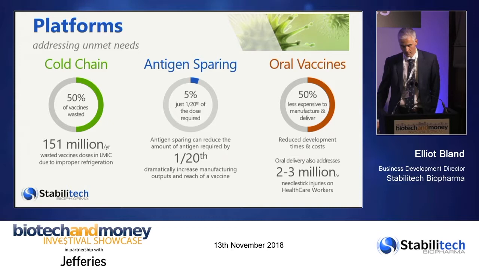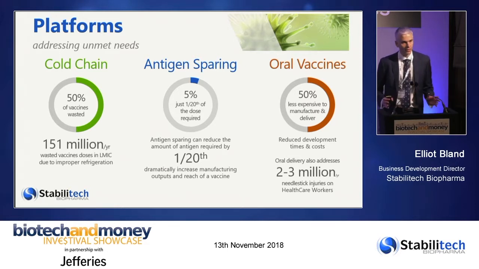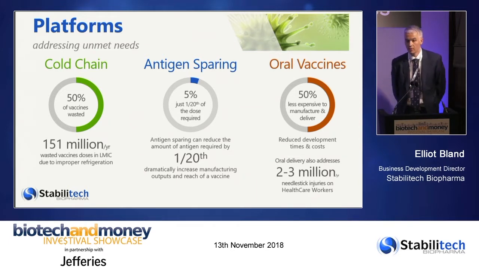The second platform technology is antigen sparing, where we can reduce down by 1/20th the amount of antigen required to elicit an equivalent immune response. That obviously has benefits for the manufacturing outputs in terms of increasing the numbers of doses that you can get from a single manufacturing run, but it also offers the interesting potential to include more viruses, more antigens in a single vaccine, such that you can increase the breadth of immunity for a patient.